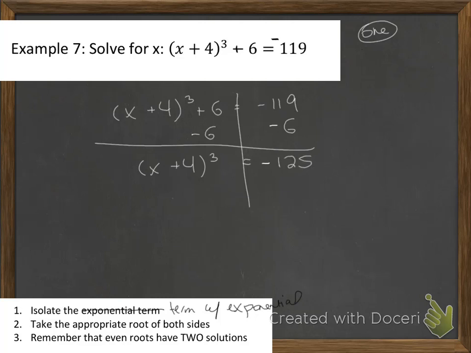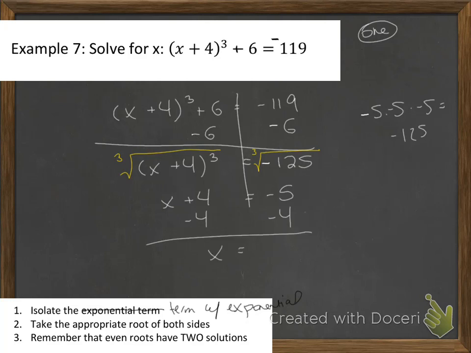Ooh, this is interesting. We've never had a negative on the other side before, right? But again, this is starting to look like what we're used to seeing. So we'll take the cube root of both sides. You can use a calculator or your brain, and the cube root of negative 125 is negative 5. If you don't believe me, you can say that negative 5 times negative 5 times negative 5 is negative 125. You can prove that to yourself. And then, of course, over here we just get x plus 4. Okay, so we're going to subtract 4 from both sides, and we get x is equal to negative 9. Again, we anticipated that we would only have one solution, and that is true.